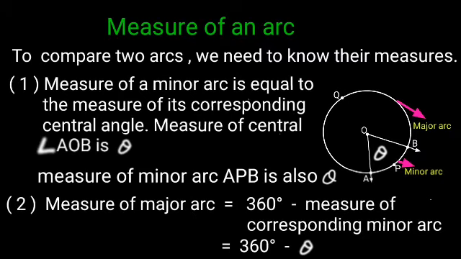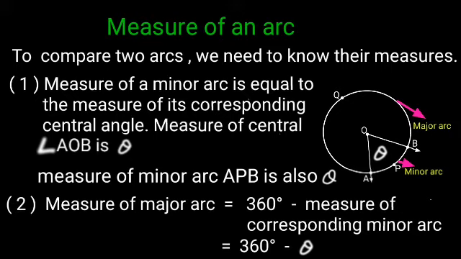Measure of an arc. To compare two arcs, we need to know their measures. First, the measure of a minor arc is equal to the measure of its corresponding central angle. Measure of central angle AOB is theta. Hence, measure of minor arc APB is also theta.